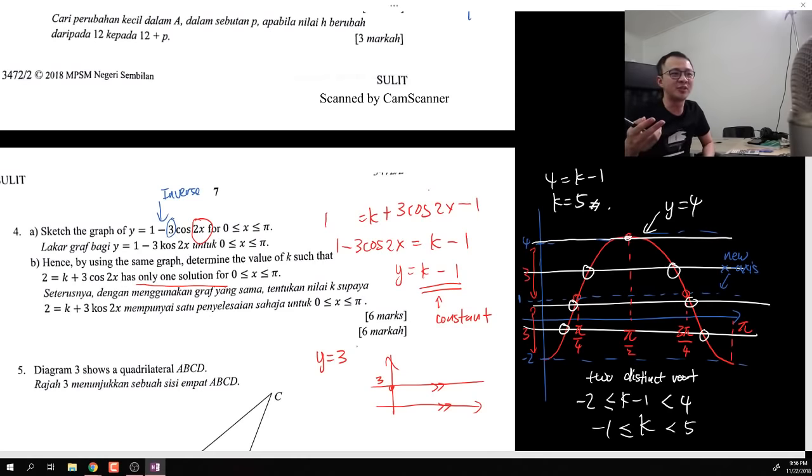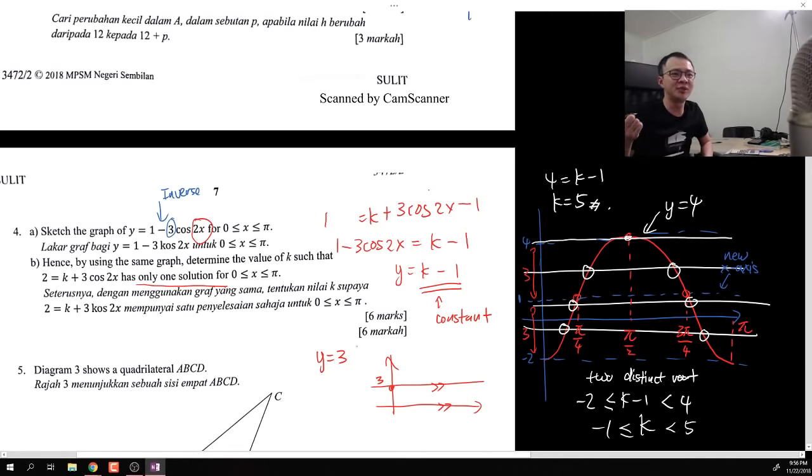There's a simple method to find k minus 1. Will it affect my answer if my graph is slightly wrong? Yeah, definitely. If your graph is wrong, depending on how wrong your graph is, it might affect the final answer.